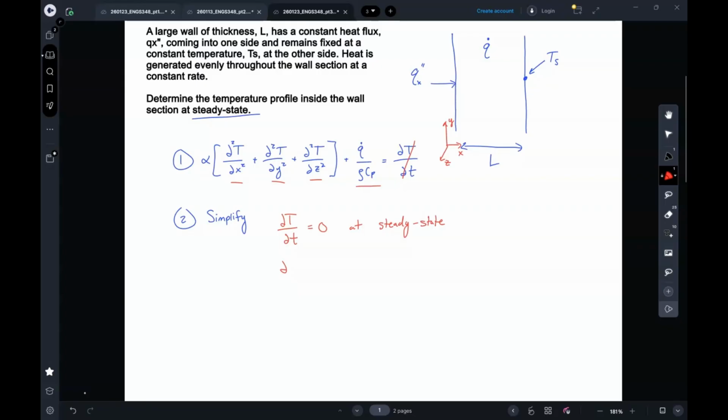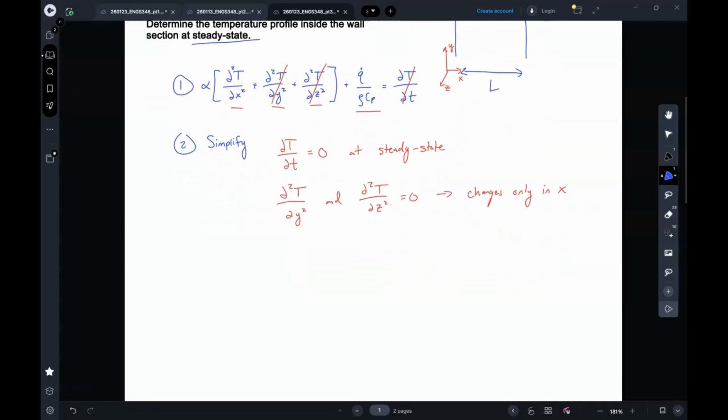So d squared T dy squared and d squared T dz squared equal 0. So our changes are only in x, in that x dimension. So this guy and this guy both get killed off. And that makes our lives a little bit easier as we simplify it. As we start to simplify more problems, we'll get more used to it. You'll get better at it. But that's the basic approach.